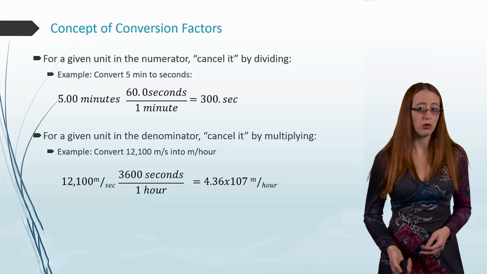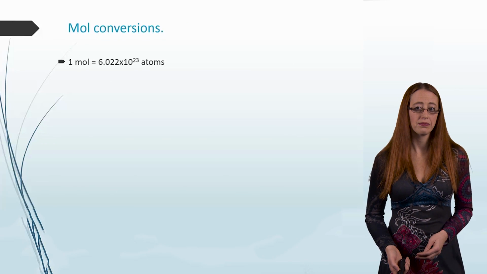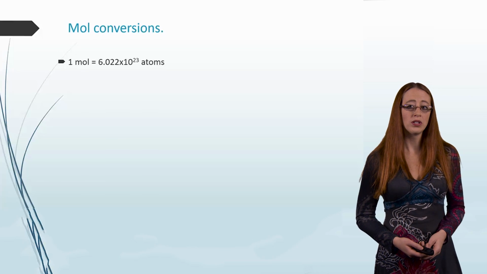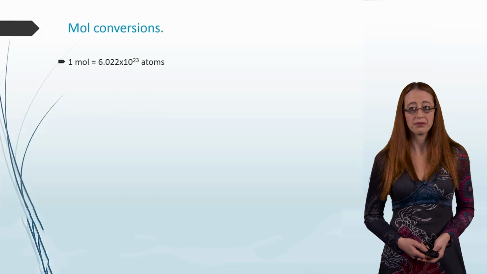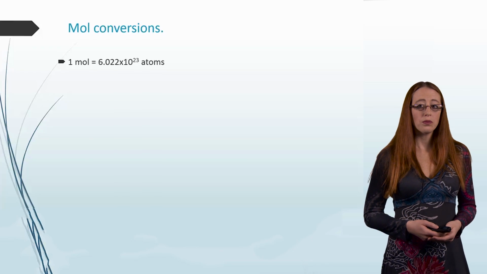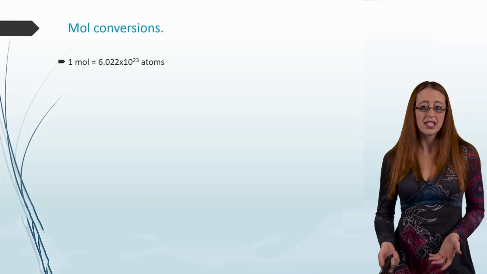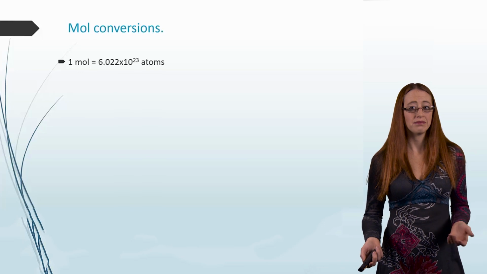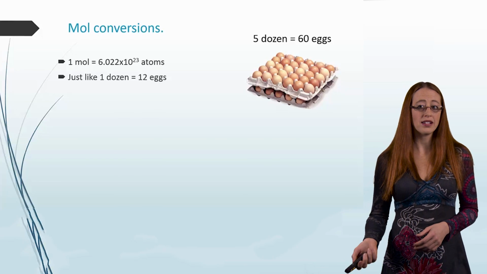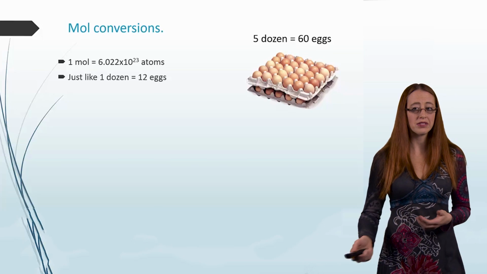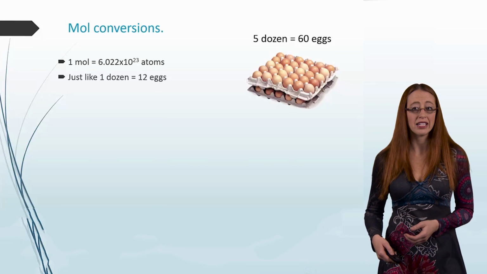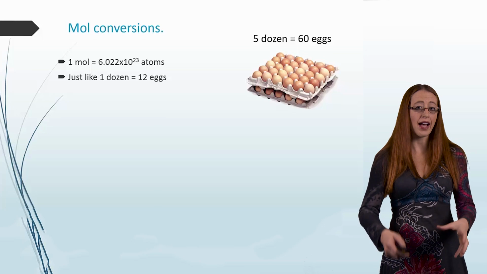So now let's do this with mole conversions. So we have 1 mole is equal to 6.022 times 10 to the 23rd atoms. Think about moles as being similar to something like a dozen. So if you have 1 dozen eggs, you have 12 eggs. If you had 5 dozen eggs, you have 60 eggs. This is the idea behind a mole. It's just a number of atoms.